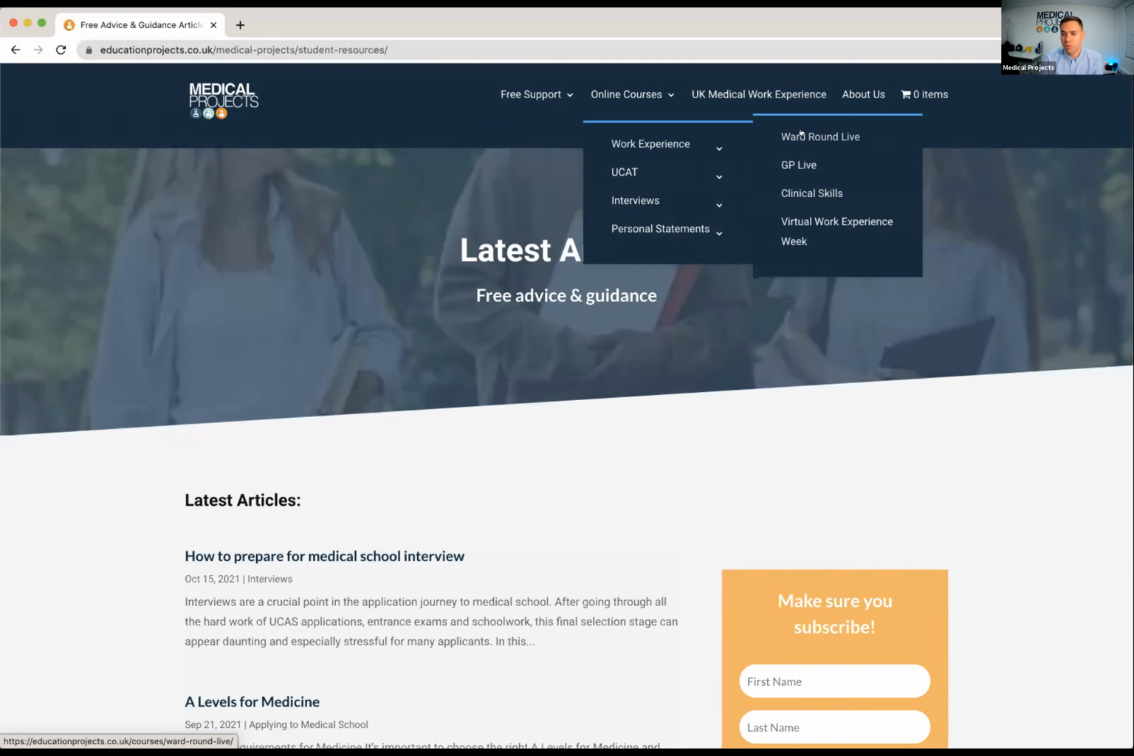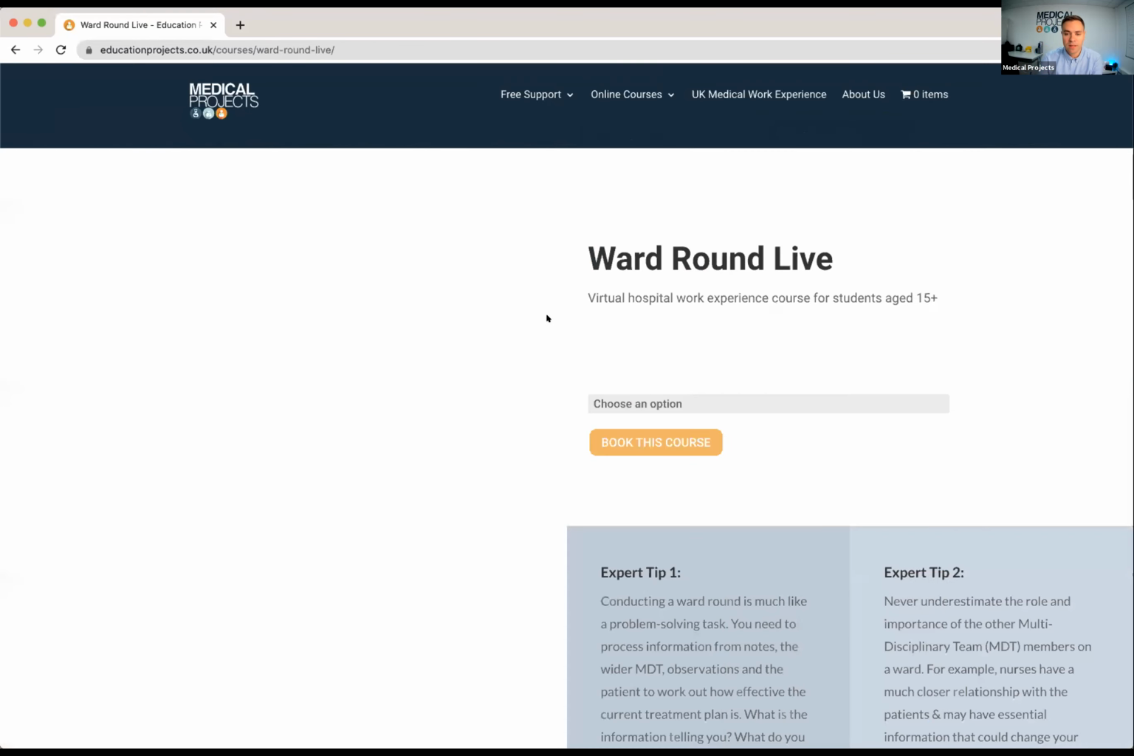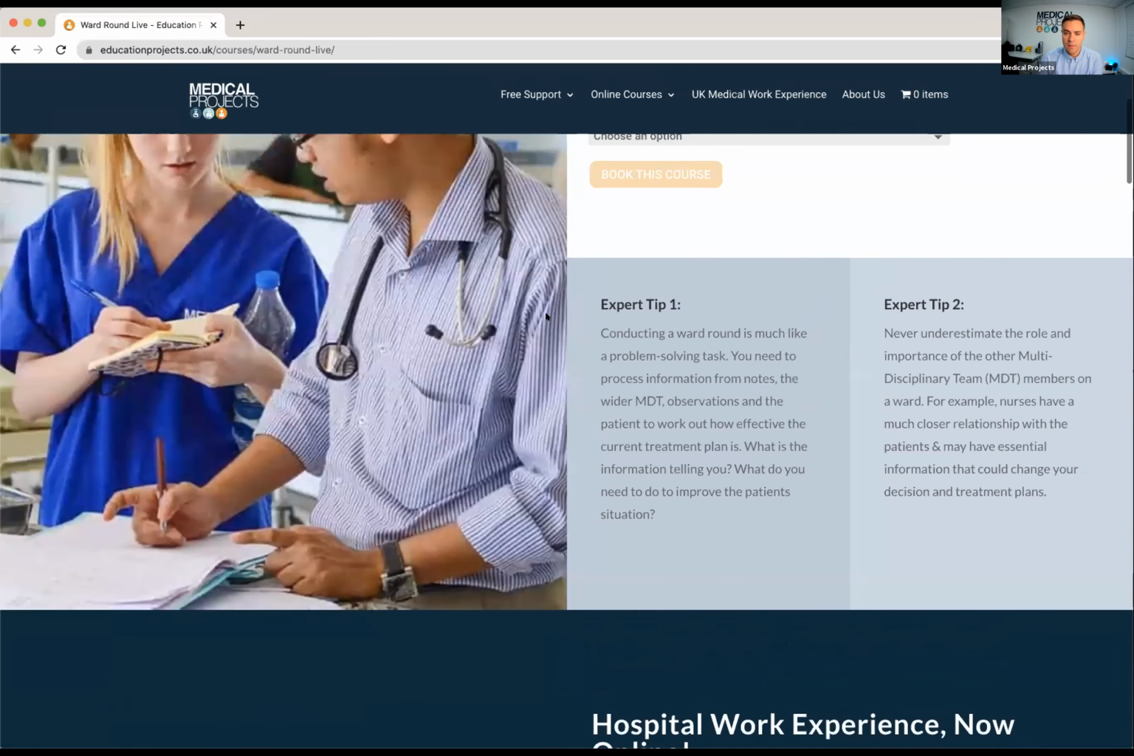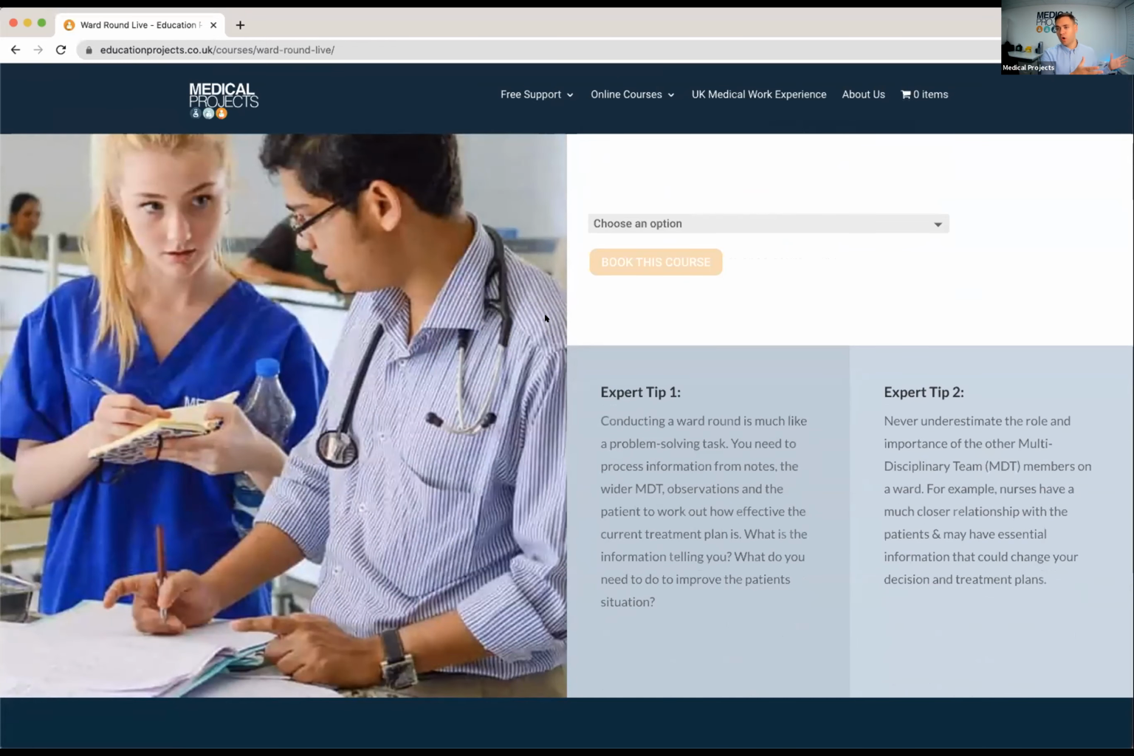We do have our Ward Round Live and GP Live courses. So when you get to that stage, and if you're having problems finding work experience through the free ways we've already spoken about, then that might be an option for you as well. Essentially, we have our own hospital ward and our own GP surgery, and students can talk to patients, and we have a doctor who teaches you how to take patient histories, and you diagnose cases directly with doctors and with patients.